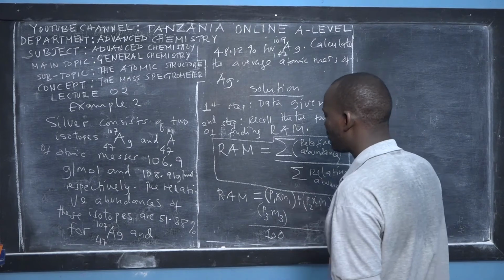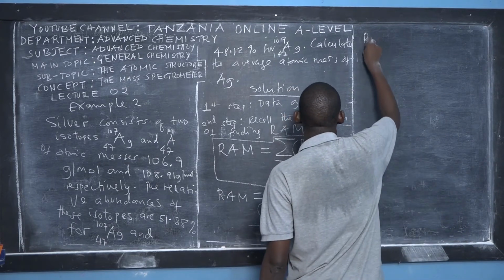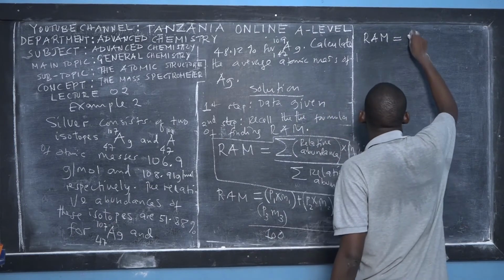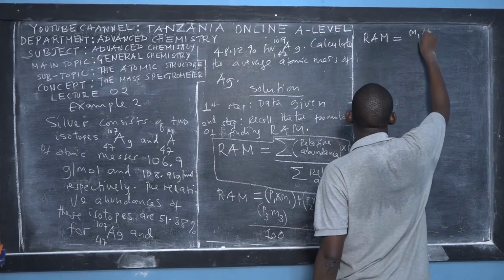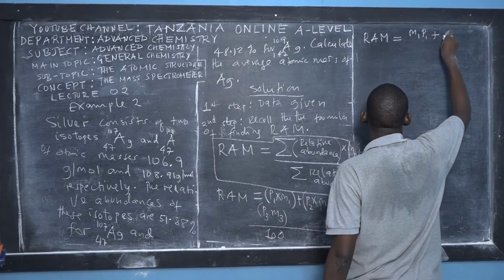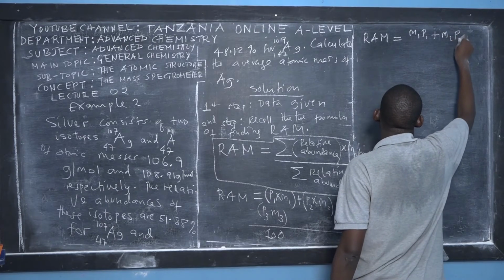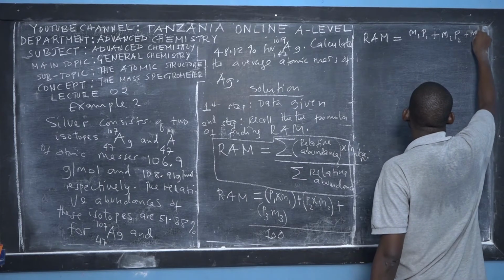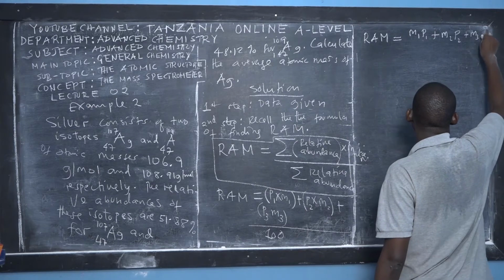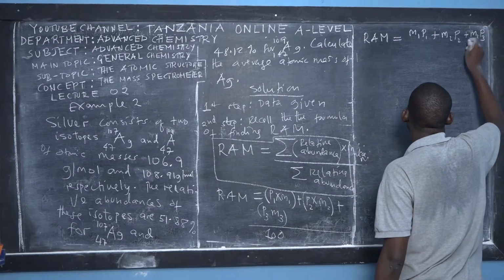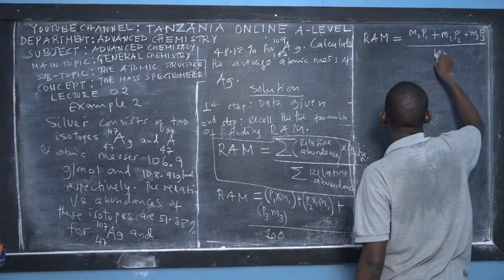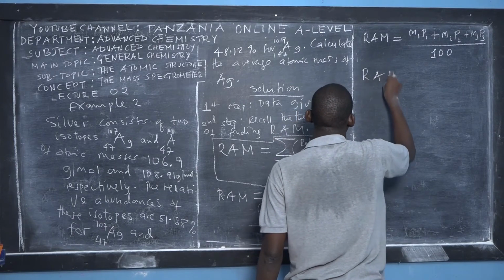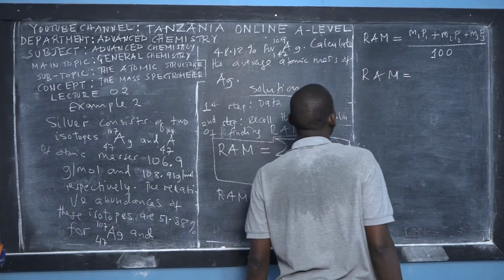So when you talk about the data given, you have listed the data, but you say that we are looking for the relative atomic mass. How many isotopes do you have? Two. So our formula will be mass of isotope 1 times relative abundance 1, plus mass of isotope 2 times relative abundance 2, plus mass of isotope 3 times relative abundance 3, divided by the sum of relative abundances, which is 100. So we say that the relative atomic mass, for this case, is equal to what?